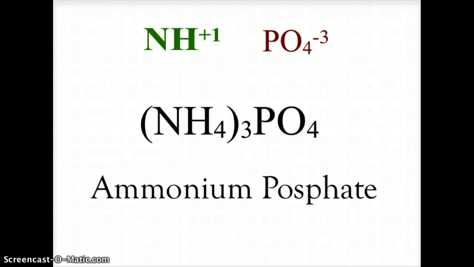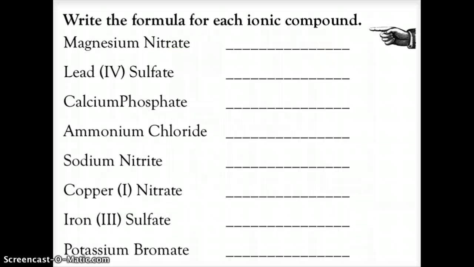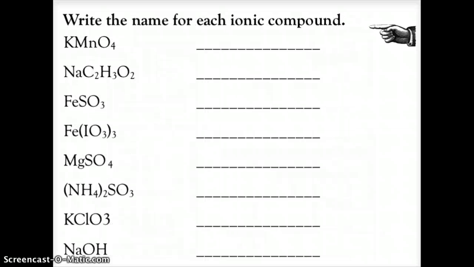So there are 2 PDFs available in the Sophia playlist, and I wish you would go ahead and print those out, fill them in, and then come back to see how you did. And the first one asks you to take the names and write out the formulas, and the second one gives you the formulas and asks you to write out the names. So once again, print those out, complete them, and then come back and check how you did.